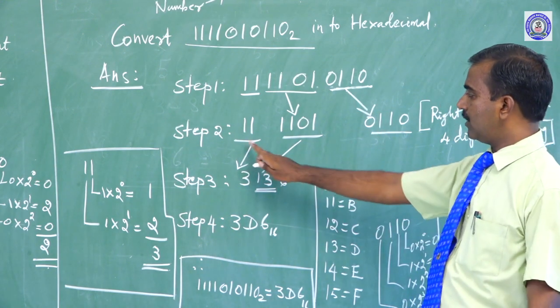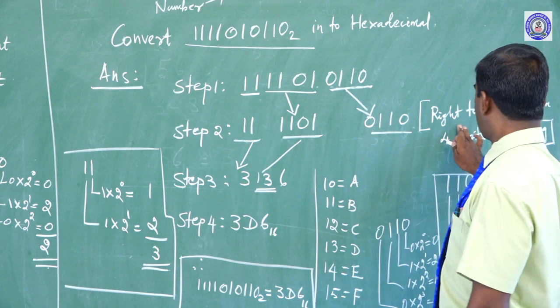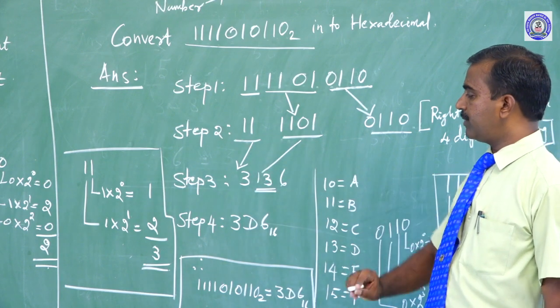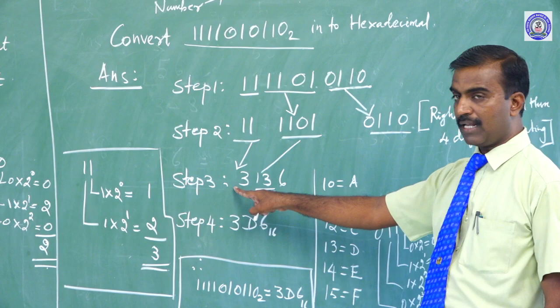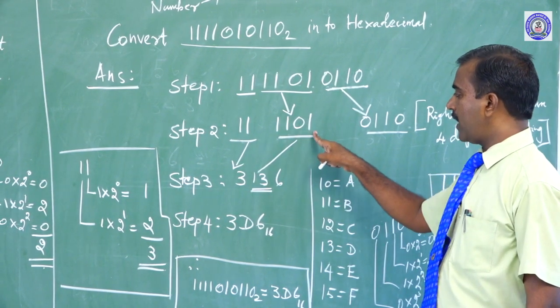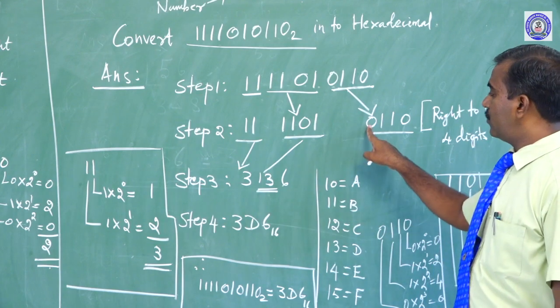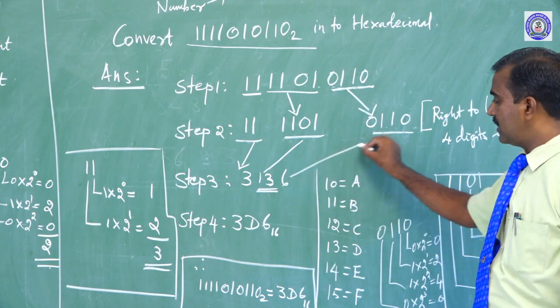Next step 2, here 1 1, 1 1 0 1, 0 1 1 0. Okay, right to left and then separating 4 digits. Here step 3, we know 1 1 binary into decimal equals 3. Here 1 1 0 1 binary into decimal equals 13. So here 0 1 1 0, the equal number is what? 6.